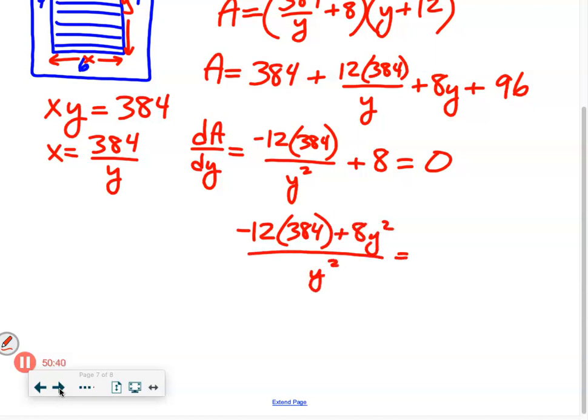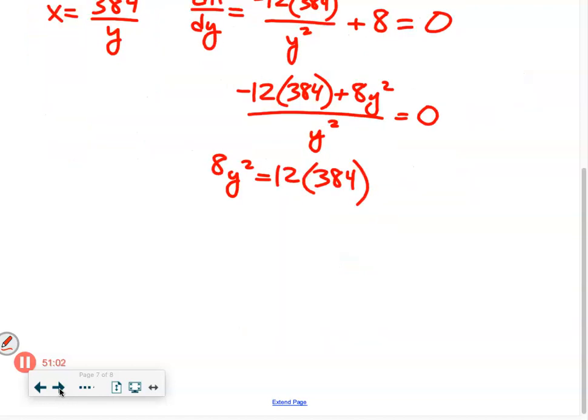How else are you going to solve for it, right? You need the zeros on the top and the bottom. You got to have it as one big fraction. Now, the bottom, if we set the bottom equal to 0, we get y equals 0, which wouldn't be much of a question, right? So let's just set the top equal to 0. So you get 8y squared equals 12 times 384. So y squared equals 12 times 384 over 8.